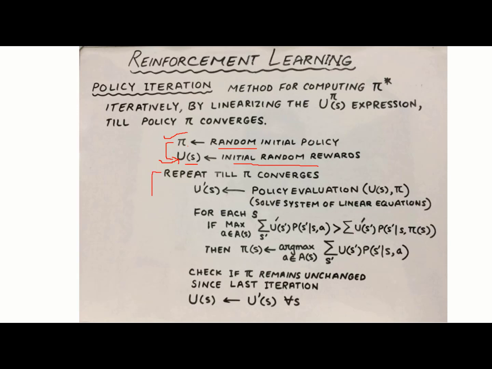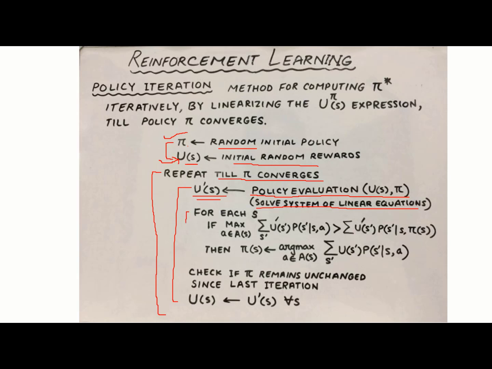Then we are going to start our iteration. We are going to repeat this process till the policy converges. So what are these steps? First of all, we are going to update the expected accumulated reward for each state s by the execution of the first step of the policy iteration, which was the policy evaluation. So we are going to solve a system of linear equations to find the updated values of u of s. We call this u prime of s.